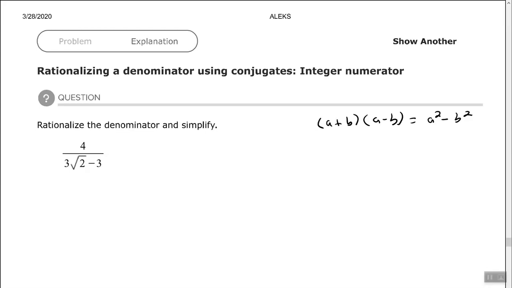A plus b times a minus b equals a squared minus b squared. So whatever we have in our denominator, like in this one, we have 3 times the square root of 2 minus 3. We're going to multiply by the conjugate of our denominator. In this case, it will be 3 times the square root of 2 plus 3. So it may be helpful to use parentheses here.